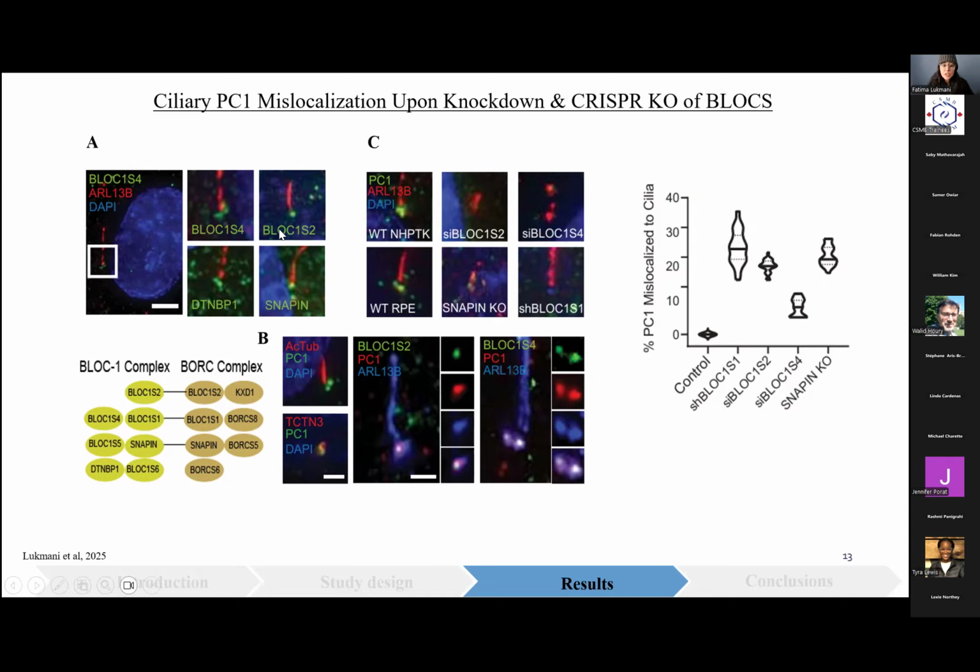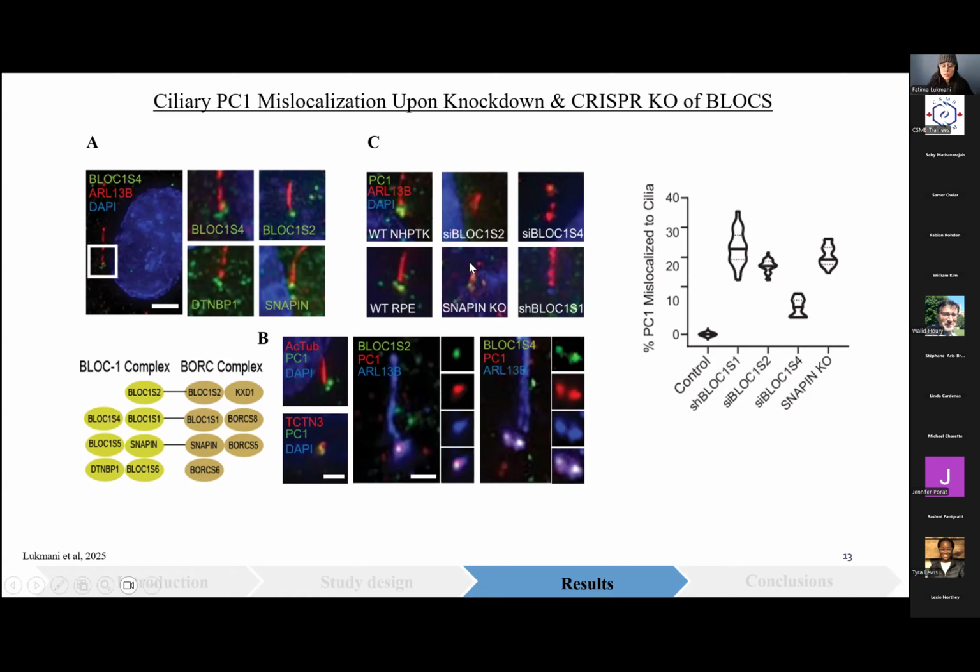So we wanted to assess what happens if you knock down, and in one of the different cell lines we also knocked out, the BLOC complex subunits, and whether PC1 is still able to localize to the primary cilia base or not.